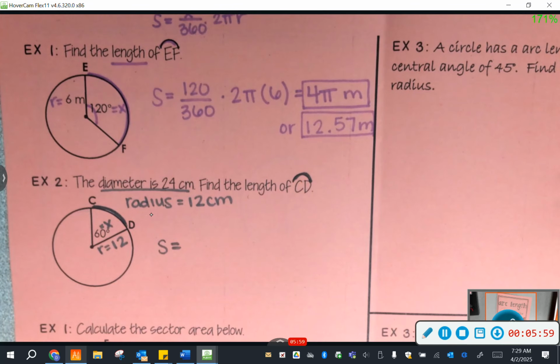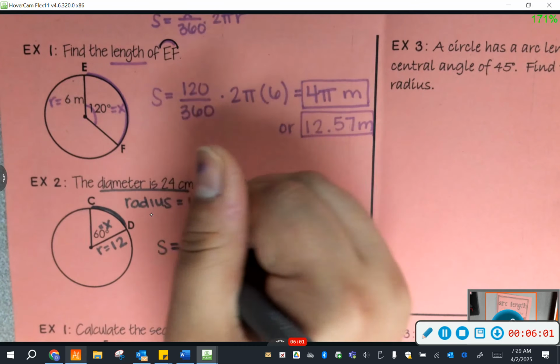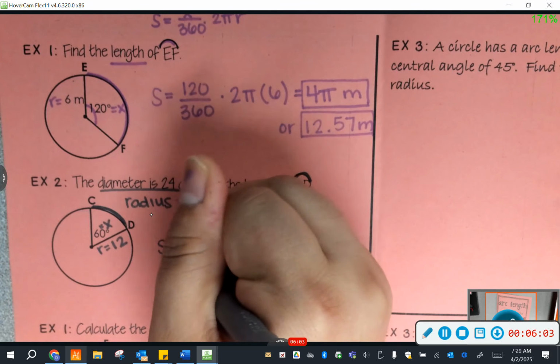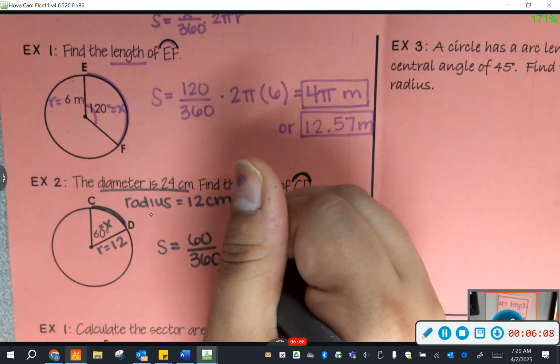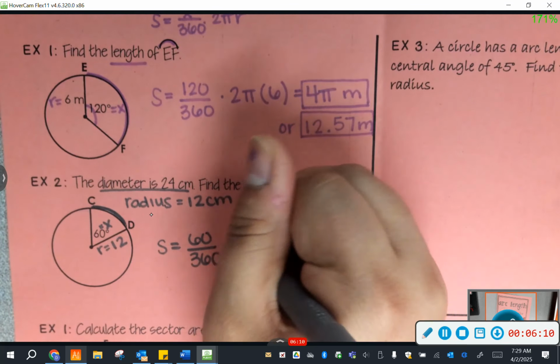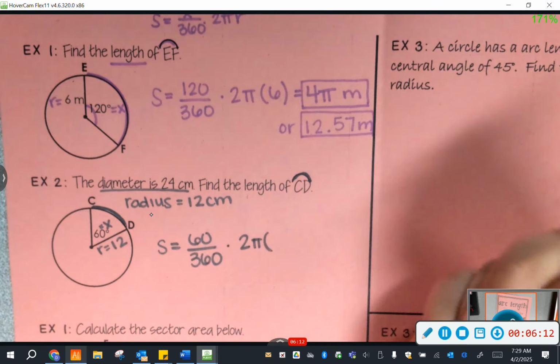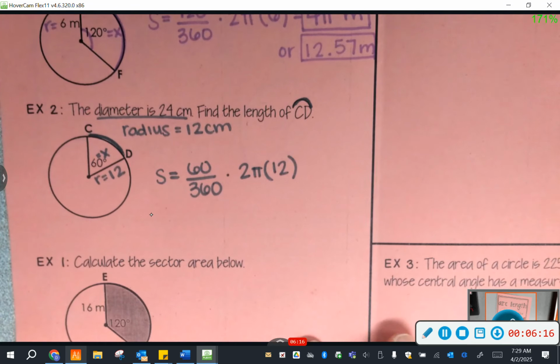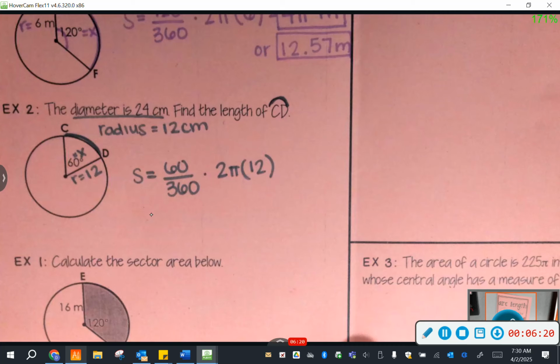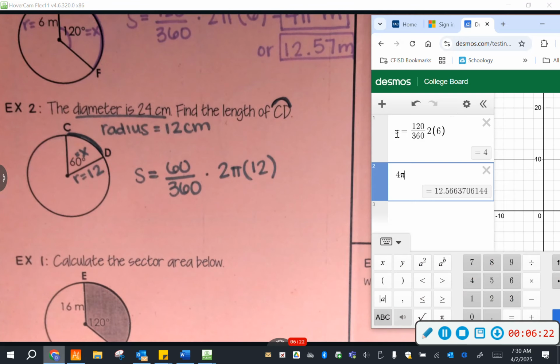S equals X over 360. You are just plugging into this equation. Times 2 pi, and what's my R? 12. And what am I going to do from here? Just type it into Desmos.